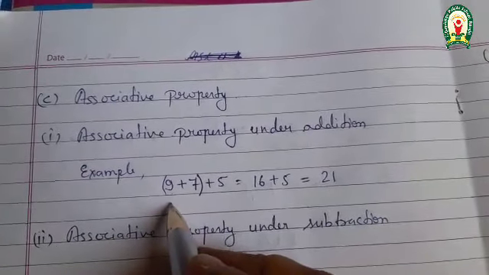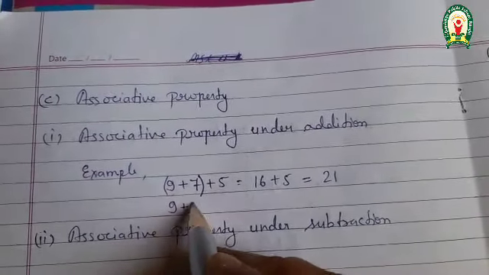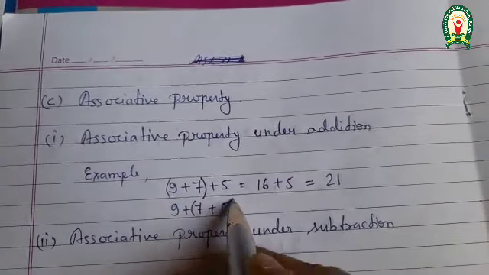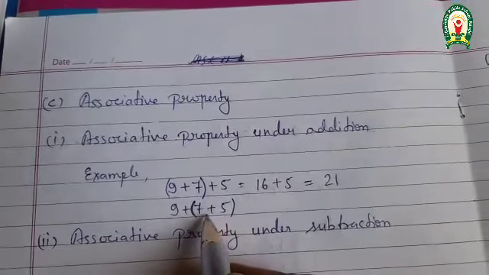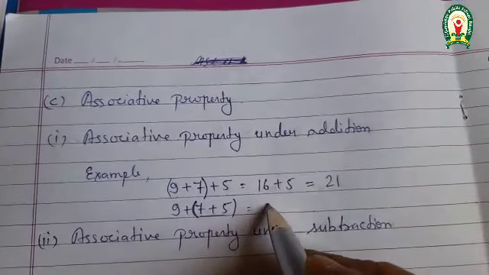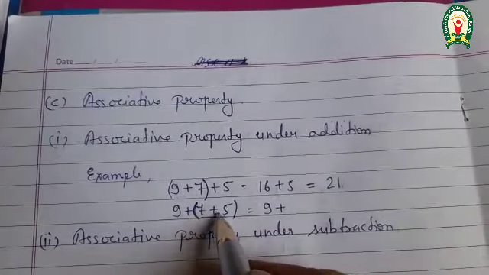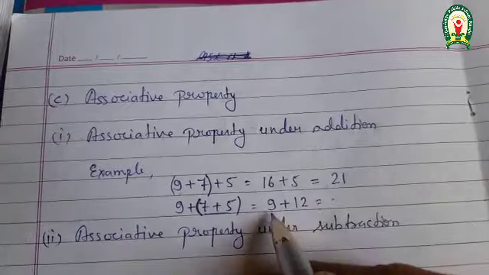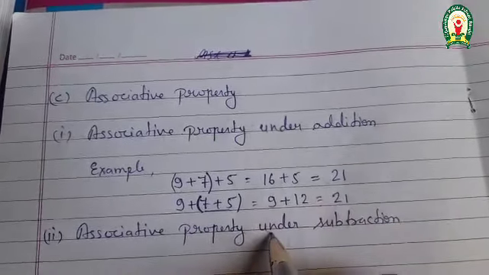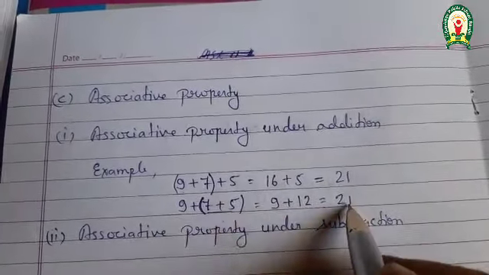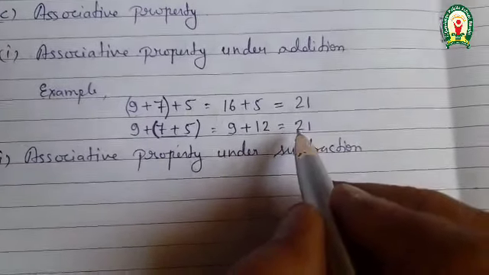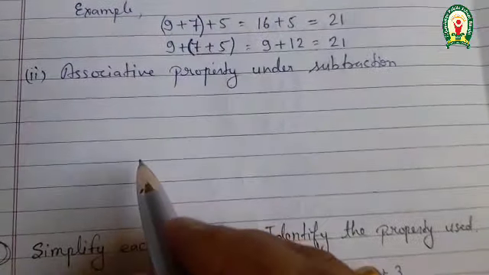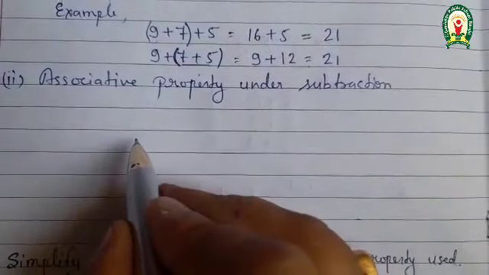If we change the pairing, in the same way, but this time we first add this pair: 7 plus 5 equals 12, and then 9 plus 12 is 21. So in both cases we are getting equal, so the property is associative under addition, but it is not valid under subtraction.